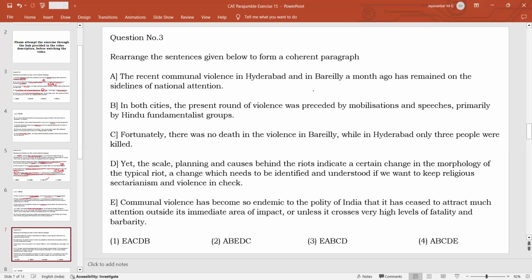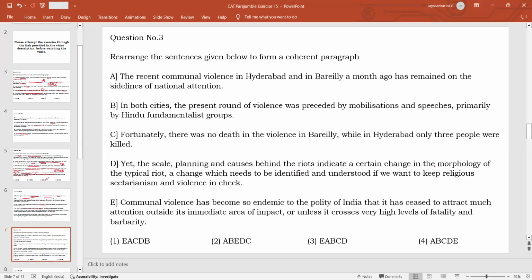The recent communal violence in Hyderabad has remained on the sidelines of national attention. This can be a good opening sentence, so keep it in your mind. In both cities, the present round of violence was preceded by mobilizations and speeches. This can be a second sentence, keep it as an option. Fortunately, there was no death in the violence in Bareilly, while in Hyderabad only 3 people were killed. Yet the scale, planning, and causes behind the riots indicate a certain change in the morphology.